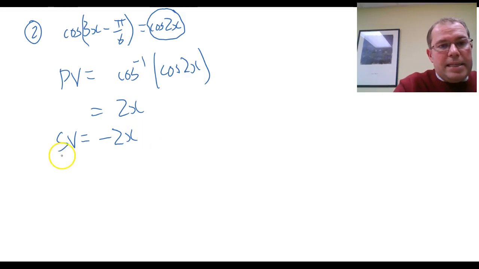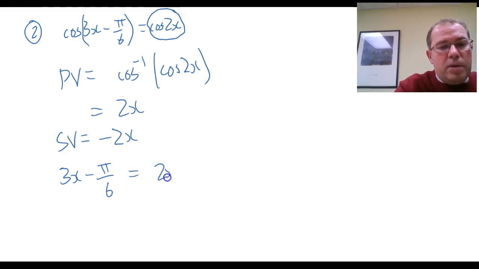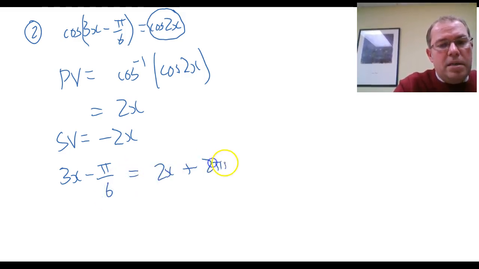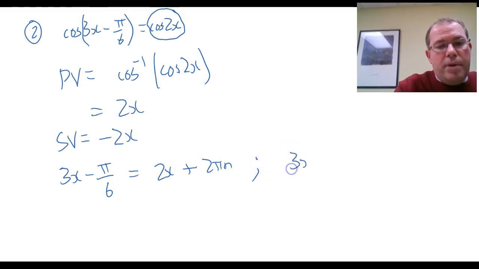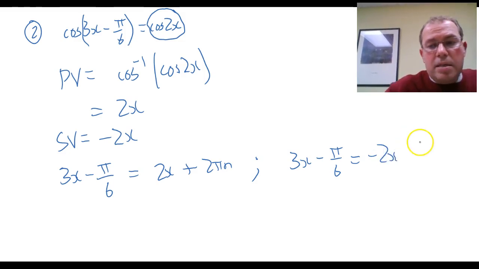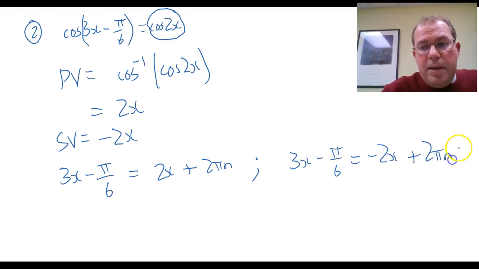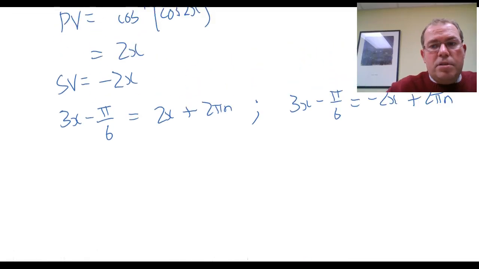So now we can get our two equations. The angle we're talking about is slightly more complicated. It's 3x minus pi over 6, and that has to equal the principal value plus 2 pi n, or 3x minus pi over 6 equals the secondary value, which is minus 2x plus 2 pi n. And now we have a little bit of algebra to do.